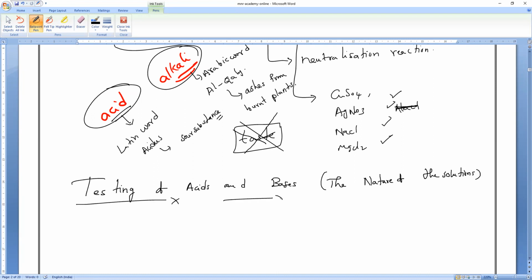Okay. So till here, have you all understood what is base and what is acid? The first common property is what? Acids are what in taste? Sour. Sour in taste. Okay. And bases are bitter in taste. That is what you have to remember.